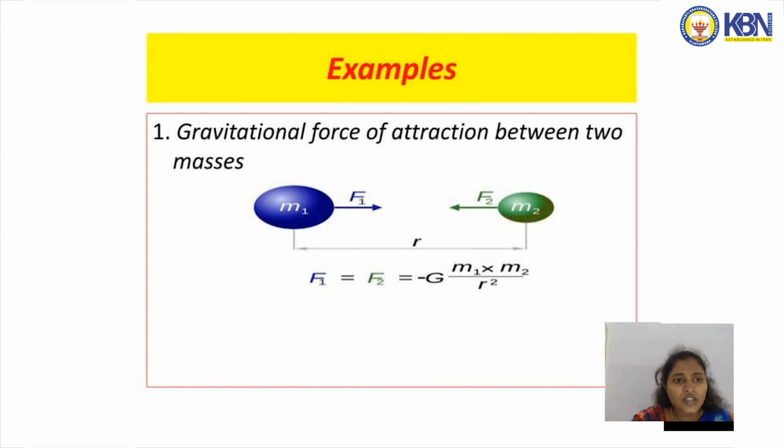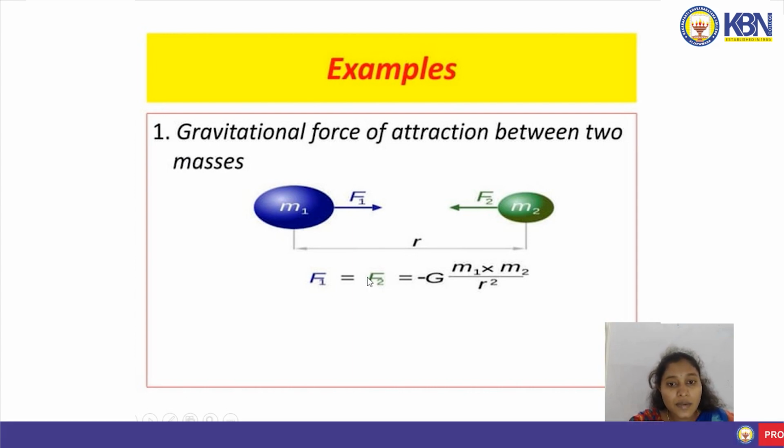The first example is the gravitational force of attraction between two masses. Here there are two particles. The mass of the first particle is m1 and the mass of the second particle is m2. The force on particle 1 is F1 and the force on particle 2 is F2. You can see the distance between the first particle and the second particle is small r. We already know small r represents the distance between the particles. So consider particles of masses m1 and m2 separated by a distance r.